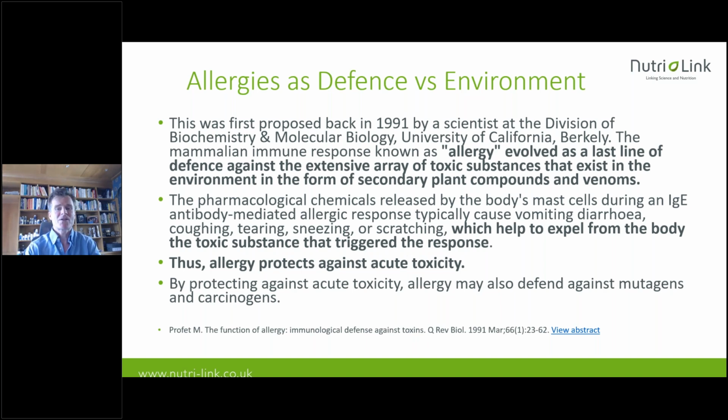The chemicals released by these cells, mast cells, during an IgE antibody response cause a wide array of symptoms, from vomiting, diarrhea, coughing, tearing, swelling, scratching, etc. And that's all designed to expel from the body the toxic substance which triggered the response in the first place. So supposedly allergy protects against acute toxicity. It's also hypothesized that by protecting against that toxicity, allergy may defend us against mutagens and carcinogens, interestingly.